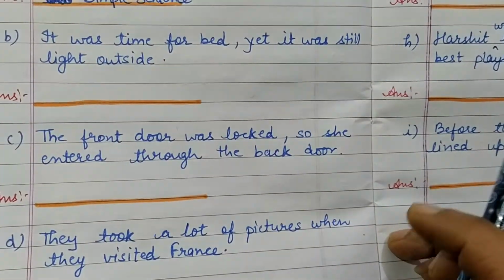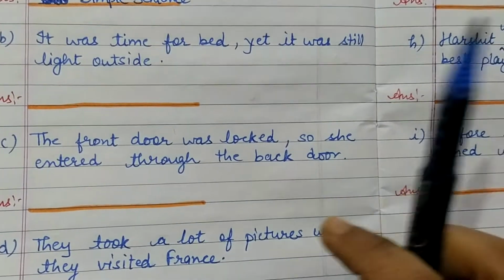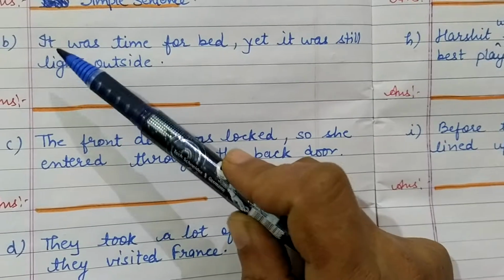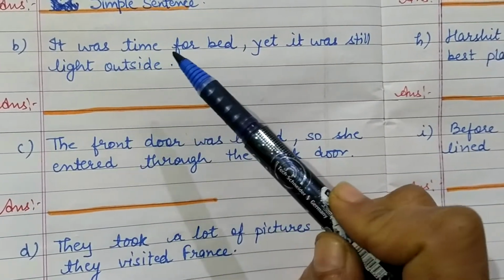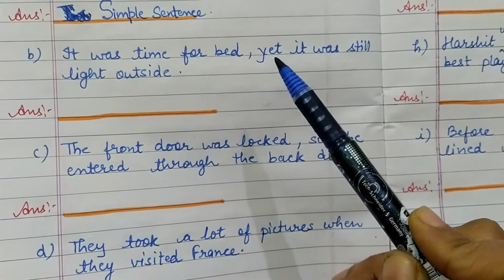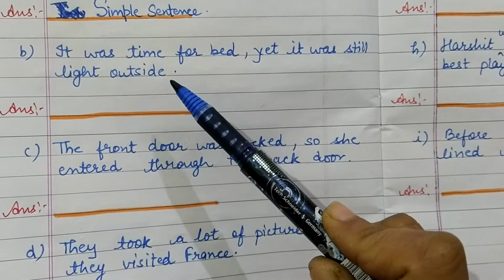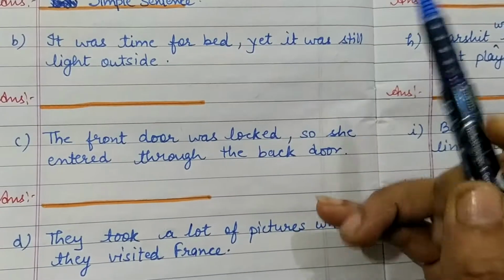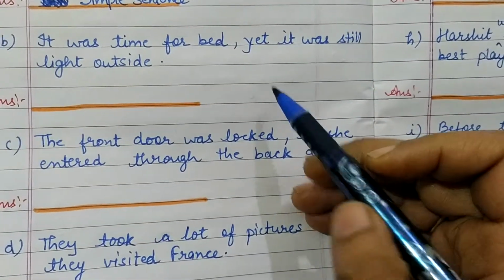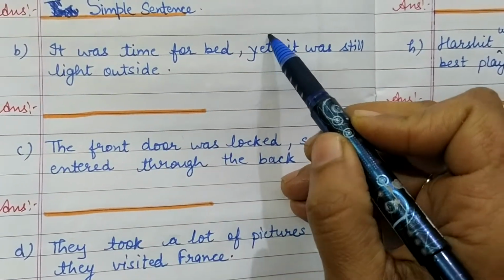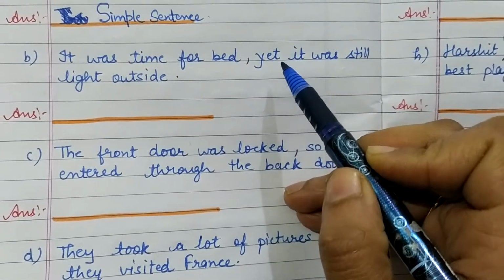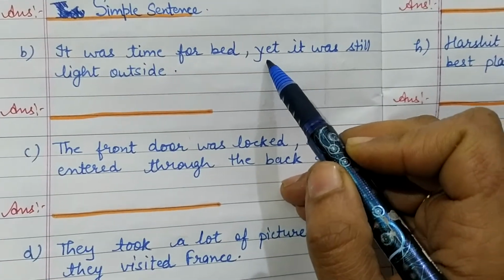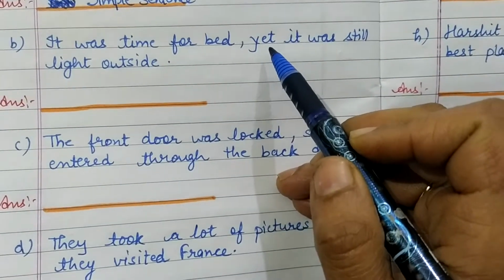It was time for bed, yet it was still light outside. Children, you can see that this sentence consists of two clauses. It was time for bed, first clause. Yet it was still light outside is the second clause, and both the clauses are independent clauses. These clauses are joined with the help of the conjunction yet. Which kind of conjunction is it? It is a coordinating conjunction.